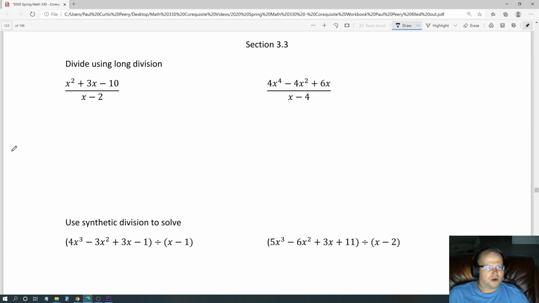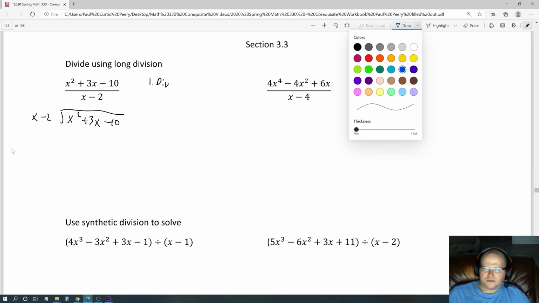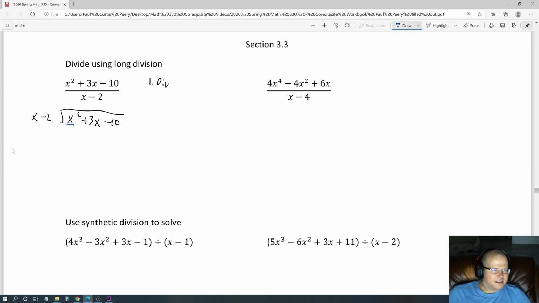Let's divide using long division. So if I want to divide using long division, first let's set this up. I'll say x squared plus 3x minus 10, and I am dividing by x minus 2. Okay, so first step is division, and I am going to be dividing this term by this term.